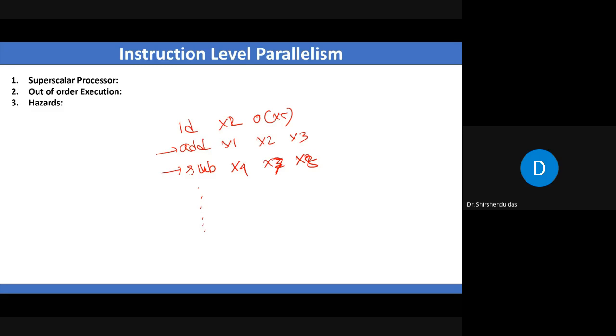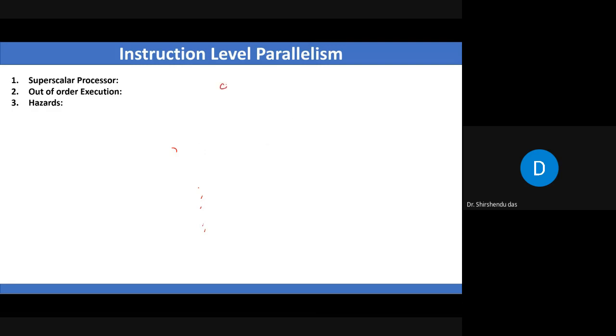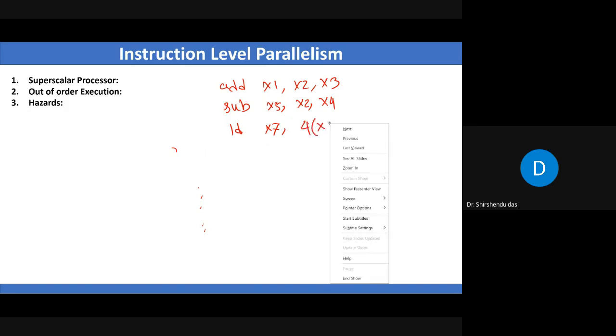Now, one more interesting thing I'll explain. This is called out of order execution. For out of order execution, suppose you have an instruction add x1, x2, x3, then suppose sub x5, x2, x4, right? Then suppose here load x7, 4, x8.